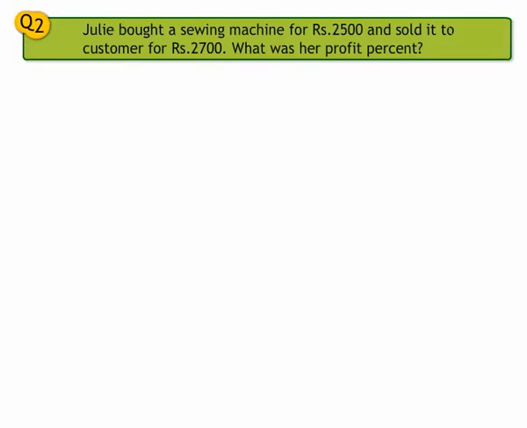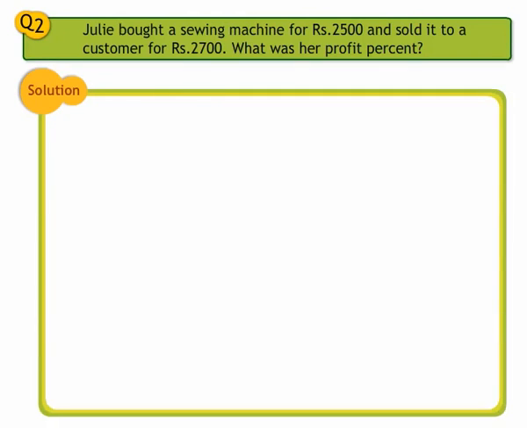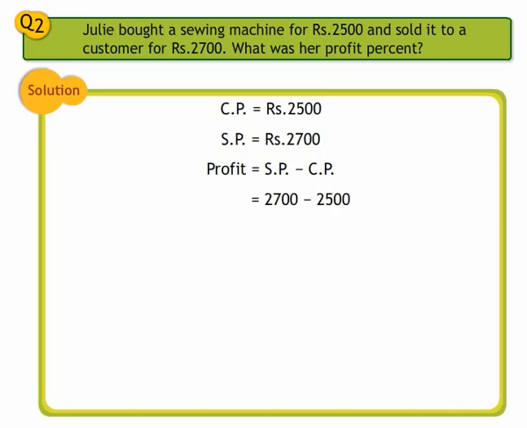2. Julie bought a sewing machine for rupees 2,500 and sold it to a customer for rupees 2,700. What was her profit percent? Solution. Here, cost price is rupees 2,500 and selling price is rupees 2,700. Profit is selling price minus cost price. This is equal to 2,700 minus 2,500, that is rupees 200.